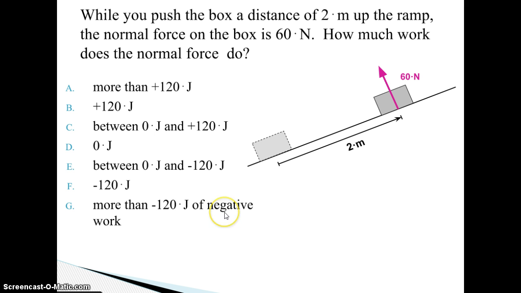This question is testing whether you know the direction of your forces and whether you know that they have to be going in the same direction as the motion in order to count for work. In this case, the normal force is perpendicular to the direction of motion, not in the same direction, so it's not going to count as part of work. That normal force is doing 0 joules worth of work.